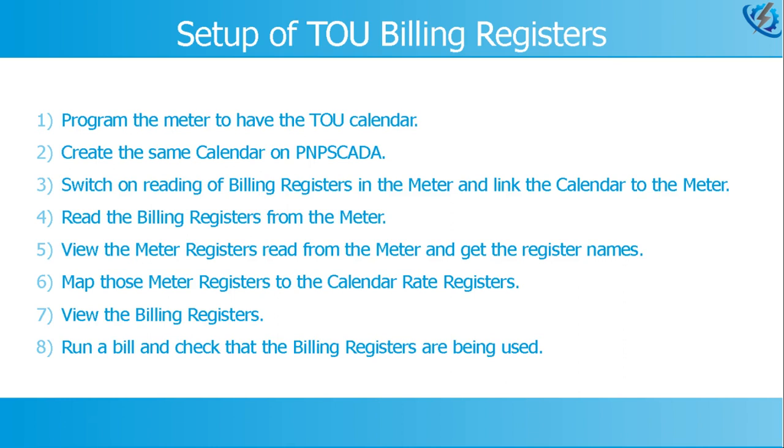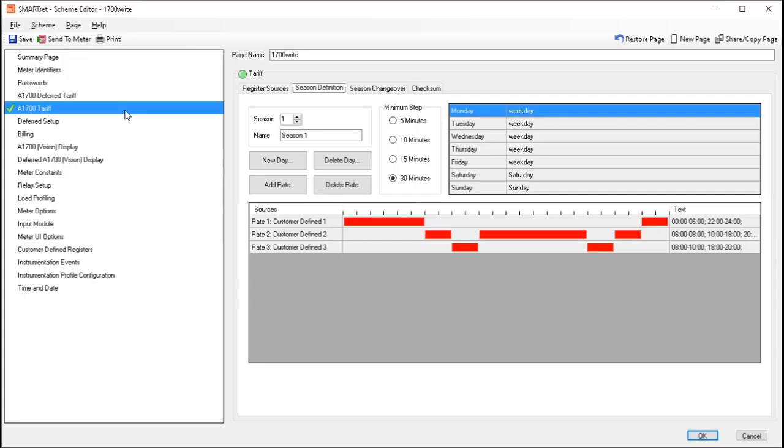The steps are: 1. Program the meter to have the time of use calendar. 2. Create the same calendar on PNP SCADA. 3. Switch on reading of billing registers in the meter and link the calendar to the meter. 4. Read the billing registers from the meter. 5. View the meter registers read from the meter and get the register names. 6. Map those meter registers to the calendar rate registers. 7. View the billing registers. 8. Run a bill and check that the billing registers are being used.